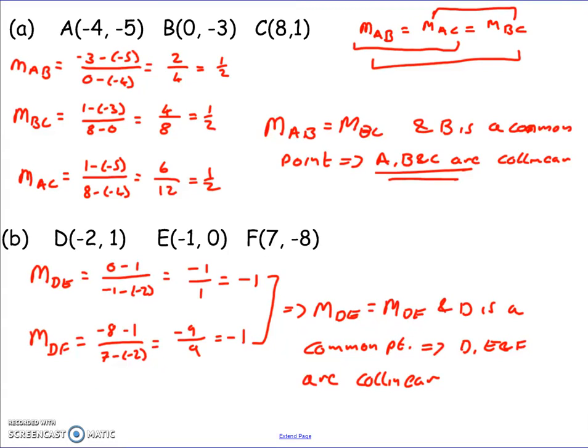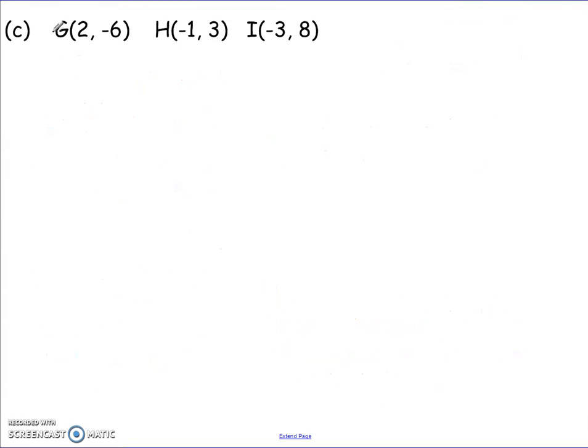Okay, last one then, in this sort of question. Imagine I've got these 3 points, G, H, and I, and I want to show, are these 3 collinear? Well, let's start from the beginning. So we start with the gradient of G to H. So gradient of G to H, 3 take away -6 over -1 take away 2. So 3 minus minus 6 is 3 plus 6, which is 9. Negative 1 take away 2 is negative 3. So I get a gradient of negative 3.